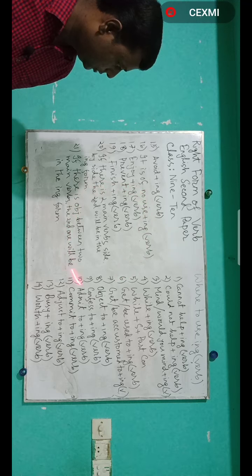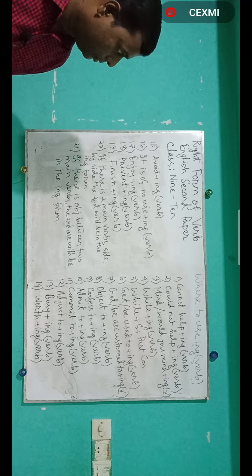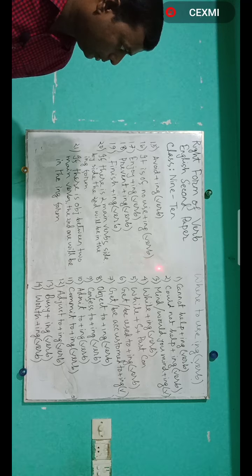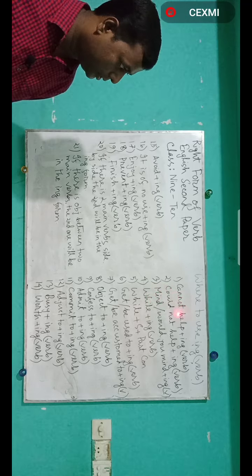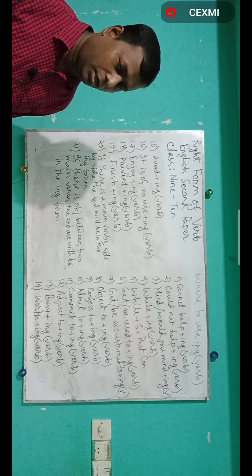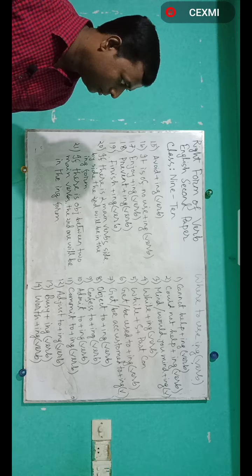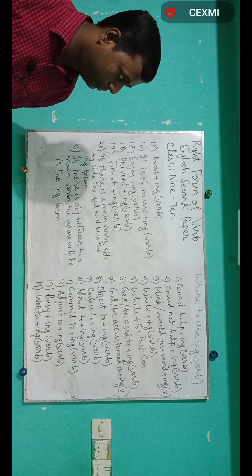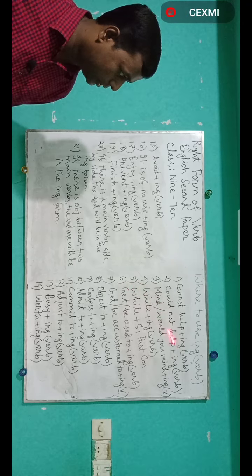There are some rules of using ing form of verb. Now pay attention to the rules. Dear students, you can see in number 1 that cannot help plus ing form of verb. After cannot help, ing form of verb is used. For example, I cannot help laughing, or I cannot help writing. Then come to the next one. Number 2, could not help plus ing form of verb. That means ing form of verb is used after could not help.